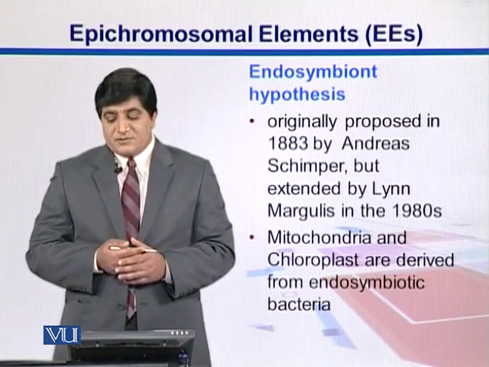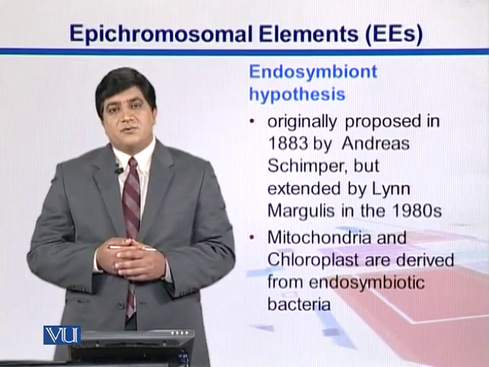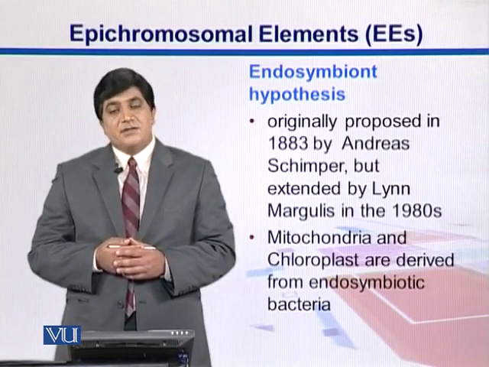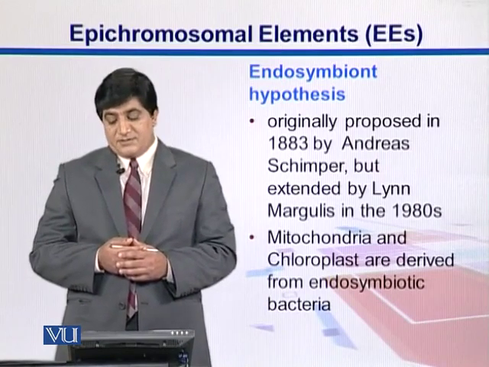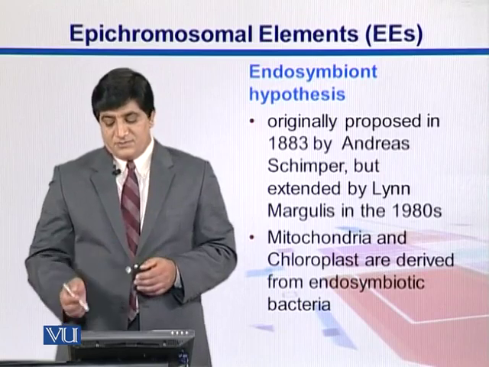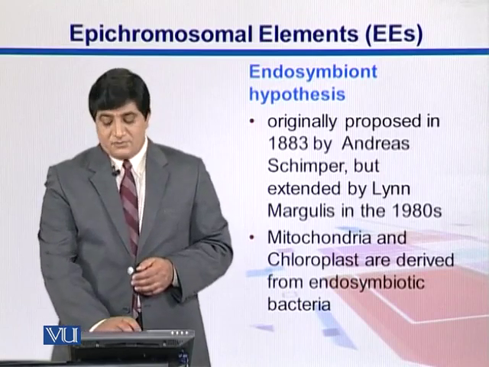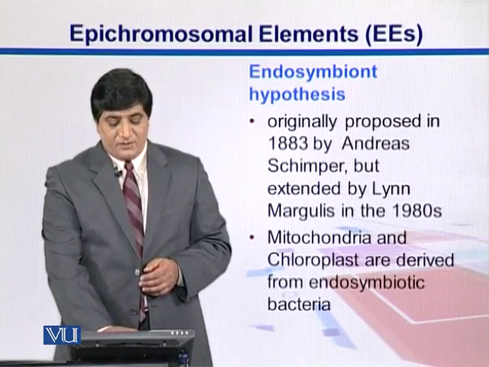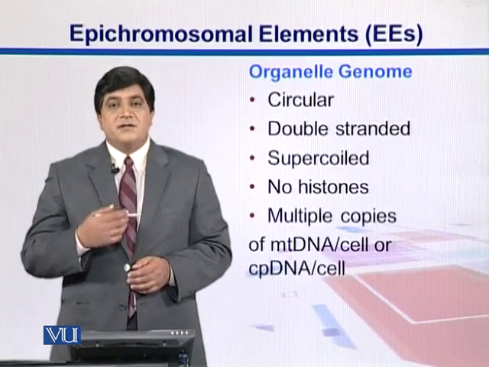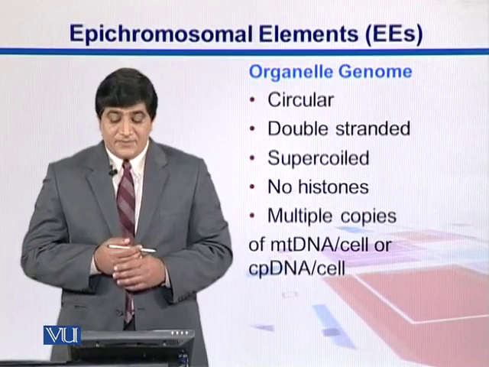Originally this endosymbiont hypothesis was proposed by Andreas Schimper, and then it was extended by Lynn Margulis in the 1980s. According to this, mitochondria and chloroplast are derived from symbiotic bacteria that got incorporated into the cells.